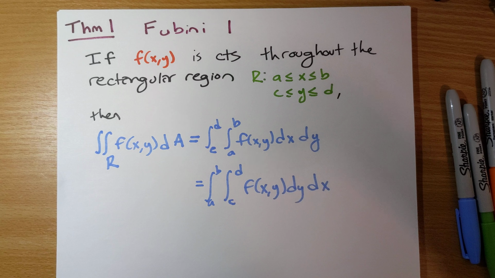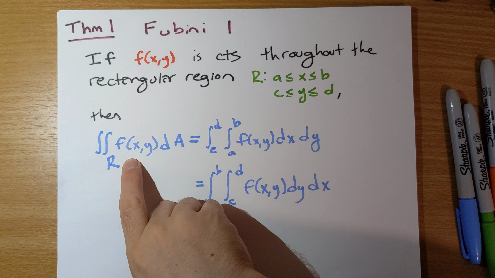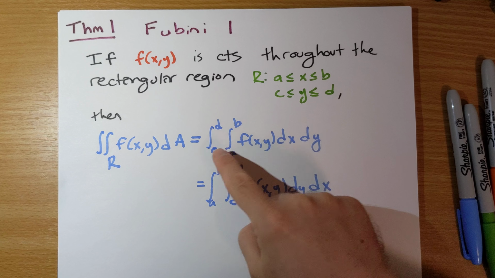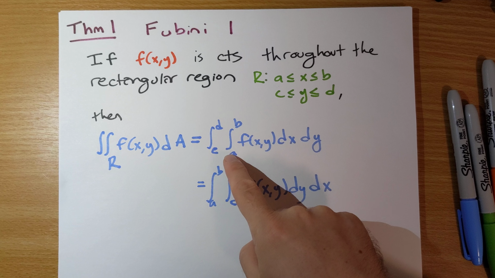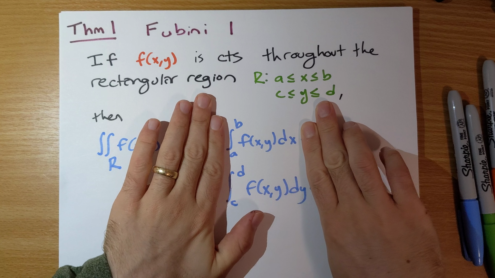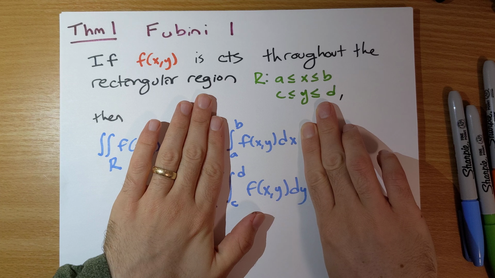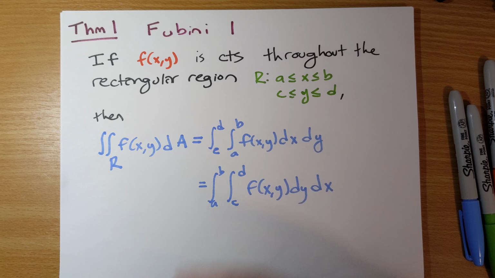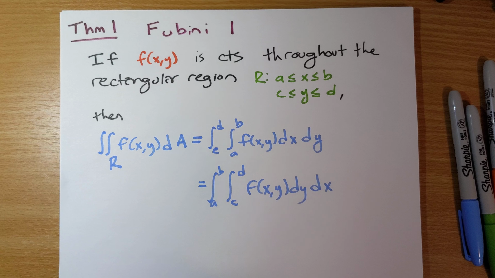What Fubini's theorem tells us is that we can evaluate the double integral over R as what we call an iterated integral. So the inner integration is x runs from a to b, dx. I just cover this up. This is going to be our inner integration. And then once we perform that integration, we integrate with respect to y.